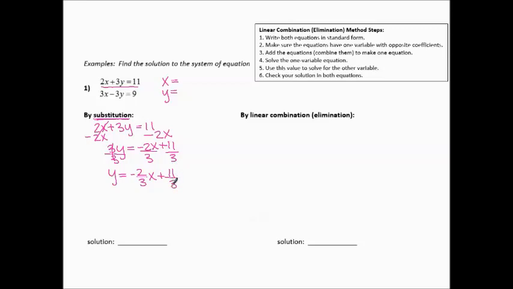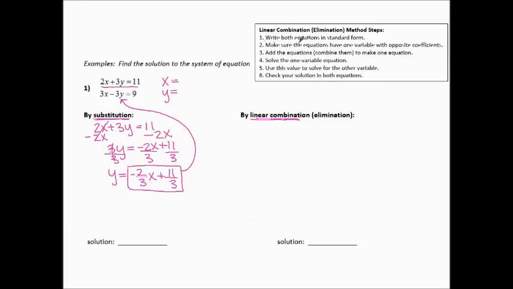Now if I look at this, my next step would then be to substitute back in for y, which I can do. It is an option. However, looking at my fractions here, that may be a challenging thing to do. So it might be easier to try a different method called linear combination. So in this method, we look at our steps.